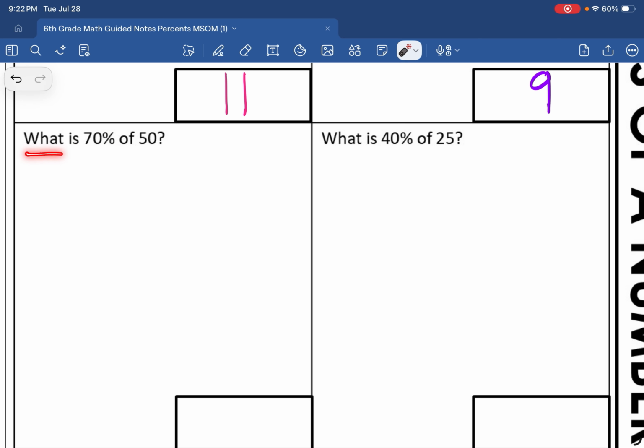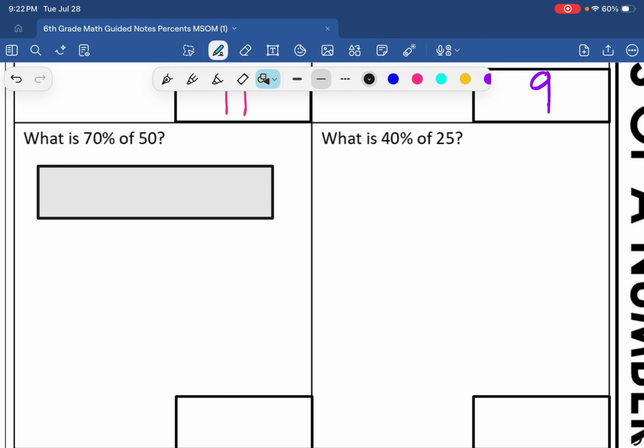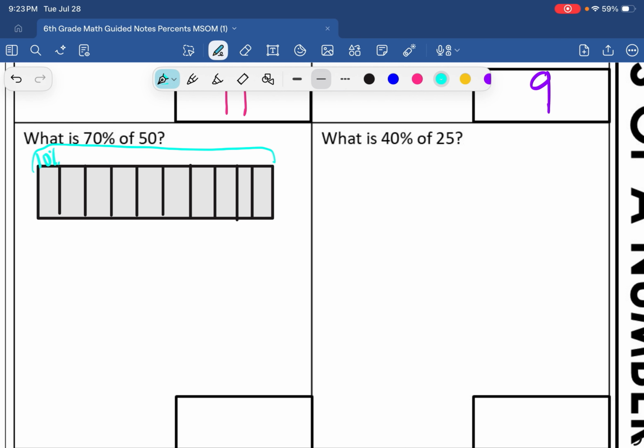What is 70% of 50? Let's use our bar model first. To model 70%, I'm going to go 10 plus 10 plus 10 seven times. So I need to divide my bar model up into 10 sections. Each section is 10% out of my whole of 100%. Now this 100% is 50. So I need to take 50 and divide that up into 10 sections. That means each section will be 5.